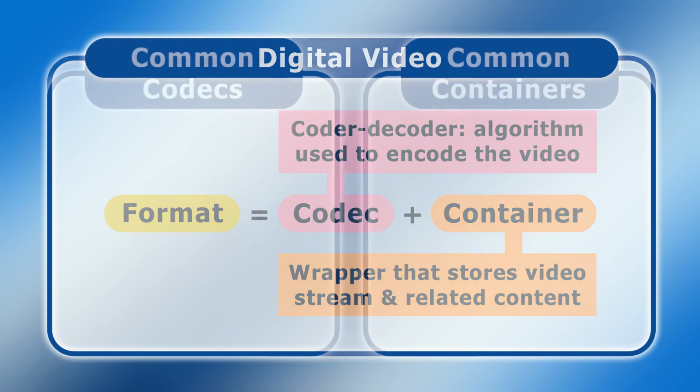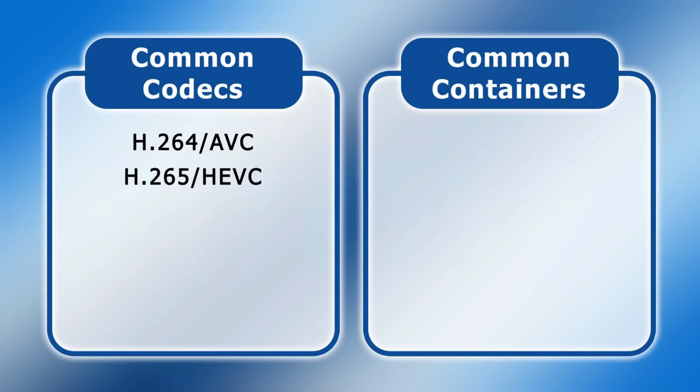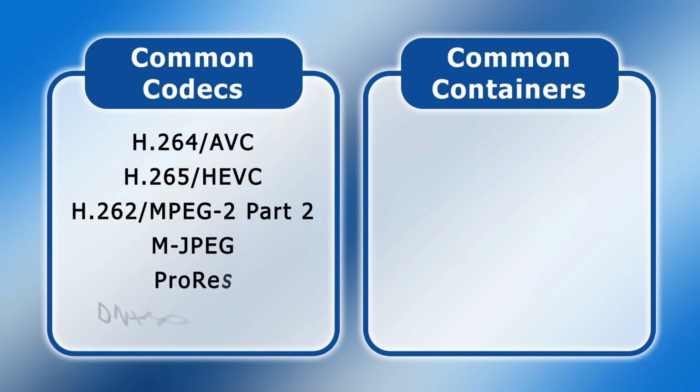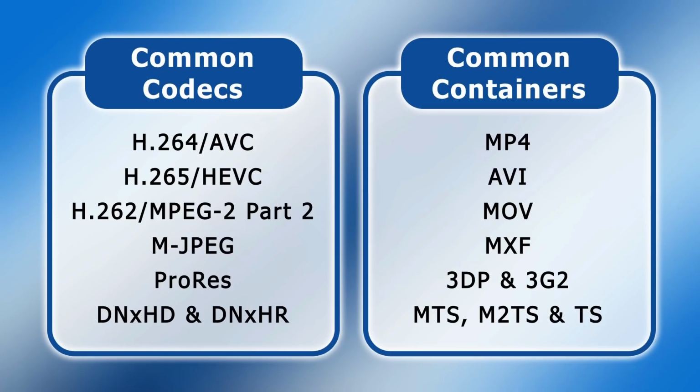Today, a great many video codecs and containers are in use, with common codecs including H.264, also known as AVC, H.265, also known as HEVC, H.262, also known as MPEG-2 Part 2, MJPEG, ProRes, DNxHD and DNxHR. Common containers include MP4, AVI, MOV, MXF, 3GP and 3G2, and MTS, M2TS and TS. There are many other digital video codecs and containers, but the ones listed are those I'll explain in more detail later in this video.